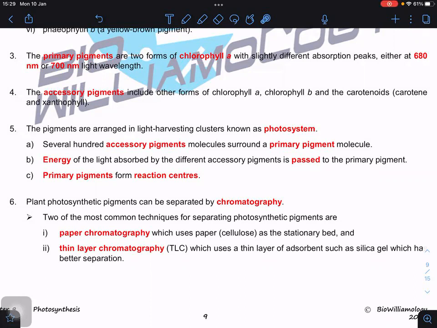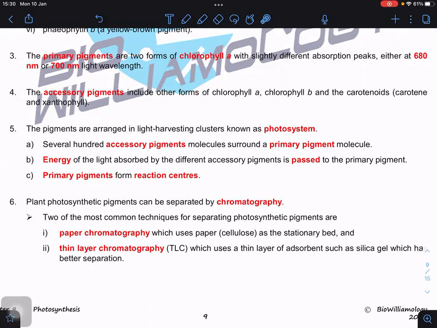Okay, only chlorophyll A. Even if you are chlorophyll A, not necessarily will you be the reaction center, because you have to show that you have the peak absorbance at 700 or 680 nanometer. Okay, so they form a cluster. This pigment is arranged in the light harvesting cluster known as a photosystem. So we have several hundred accessory pigments surrounding one primary pigment. Energy of the light absorbed by the different pigments is passed to the primary pigment, so the primary pigment forms the reaction center.